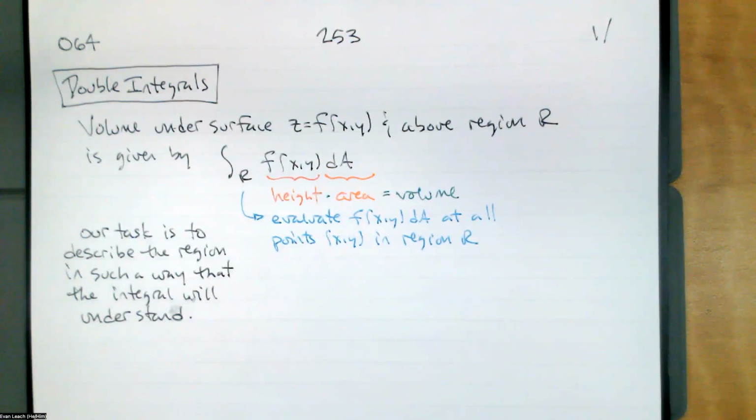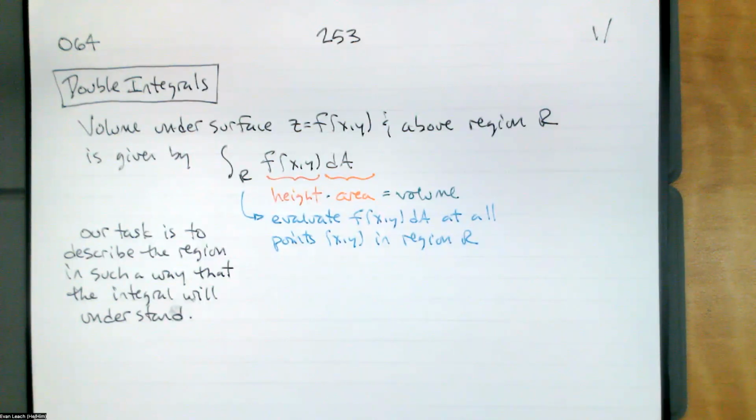Today we want to talk about double integrals, and we want to start to figure out how to calculate a double integral. Most of the interesting stuff is going to happen in describing the region. So just recall, we're trying to find the volume under a surface and above a region R in the XY plane, and it's given by this double integral. We integrate over R, the expression f of xy times dA.